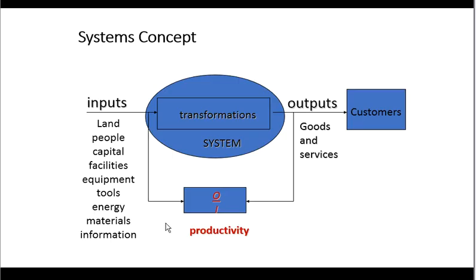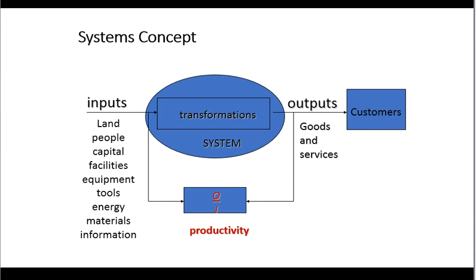So as mentioned here, in the system concept, we pass some inputs like land, people, capital, facilities, equipment, tools, energy, and material, as mentioned in this slide. Then that particular input is transformed into the output, which is nothing but the goods and services, and that is supplied to the customer.